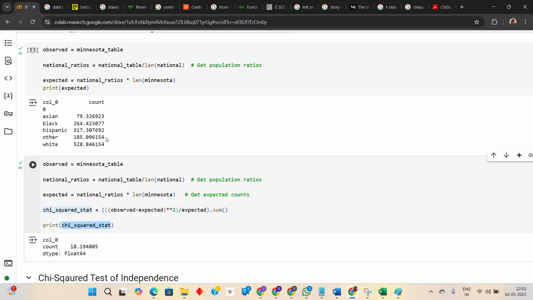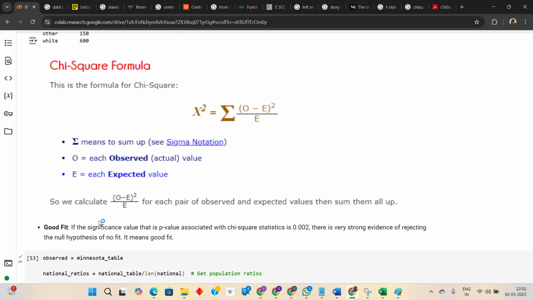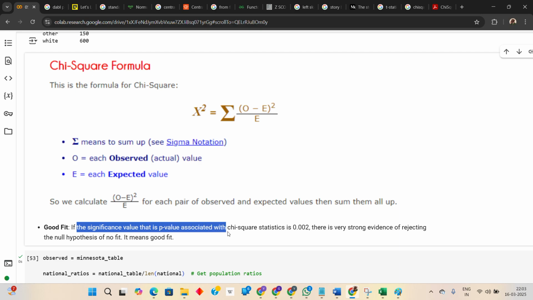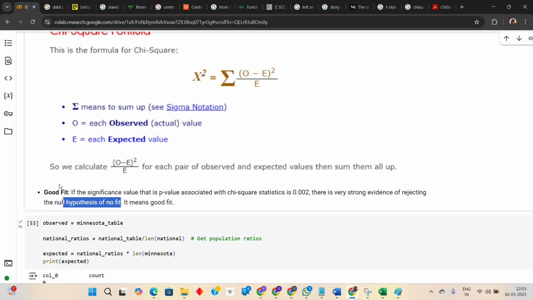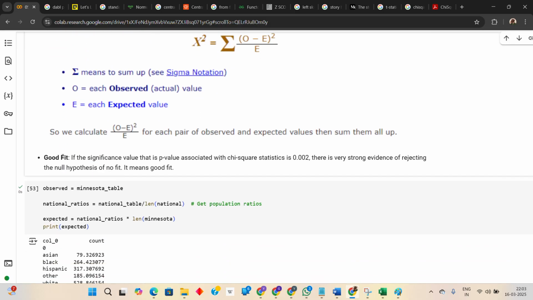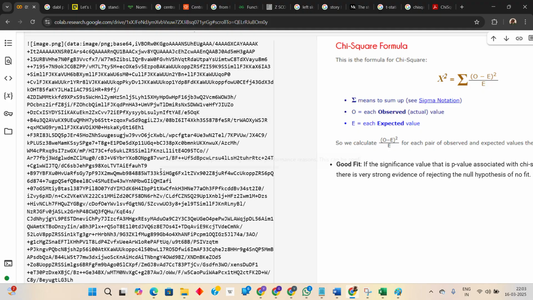Based on the chi-square test, the significance value is the p-value associated with the chi-square. If the p-value is 0.02, then it is very strong evidence of rejecting the null hypothesis. Here I provided when we can say it is a good fit.